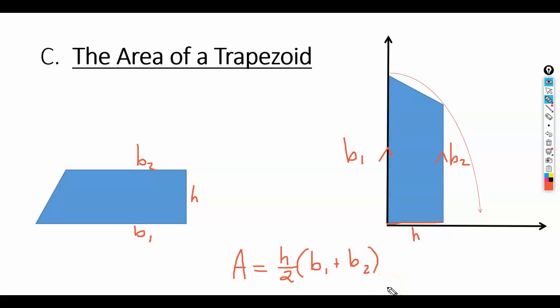Okay, so that's a weird formula, but there it is. That's how you calculate the area of a trapezoid. Add the bases together, and you multiply it by half the height. And that's how you find the area of a trapezoid.